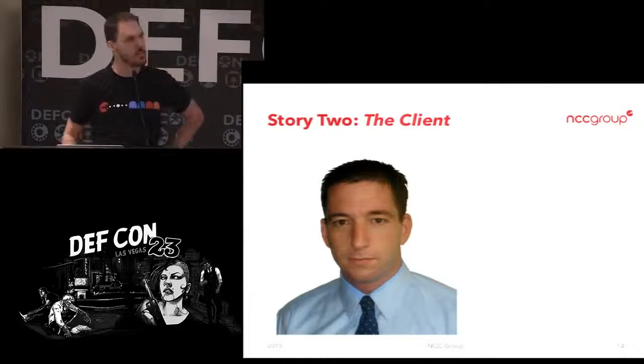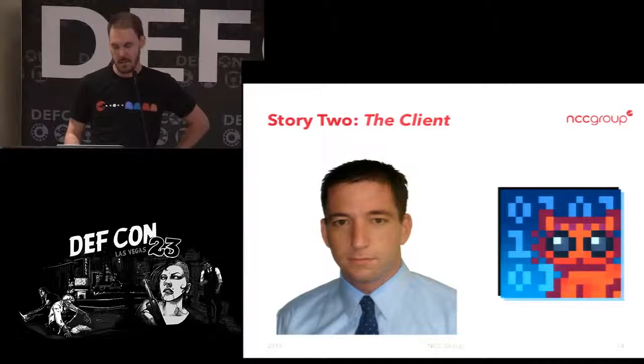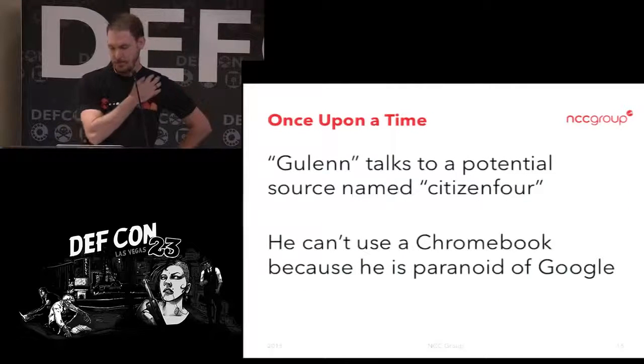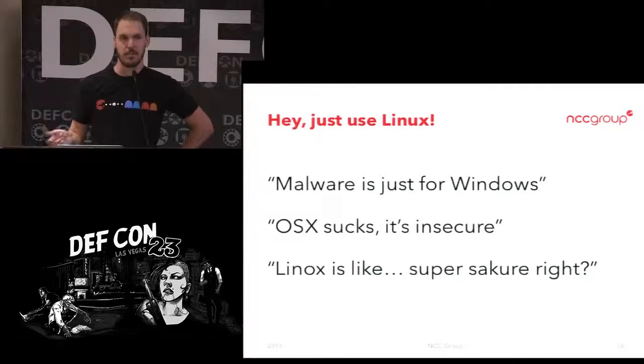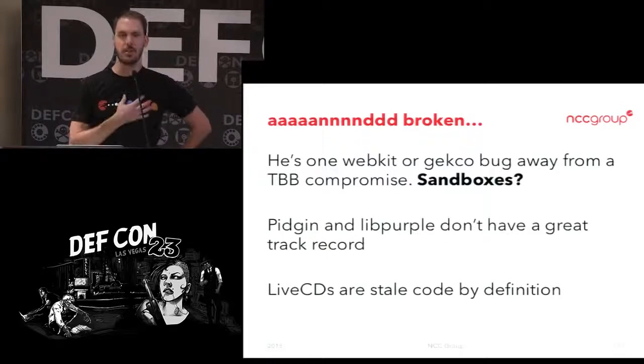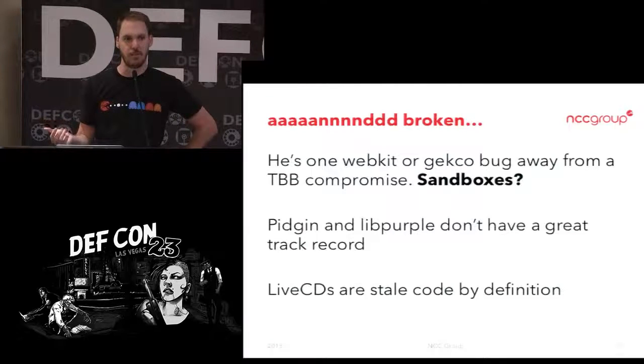So the second story is Glenn. He knows a lot about security. He uses CryptoCat. And so he talks to this potential source, and he's really, really paranoid. He wants to run Linux because he doesn't trust OS X. He doesn't take that seriously, and malware is on Windows or whatever. And all the cool kids run Linux, and it's got to be super secure, right? But not really. I mean, he's one Tor browser bug exploit away from having his calculator popped or whatever may happen. libpurple's track record is awesome. Last time I updated my live CD, that didn't go so well.